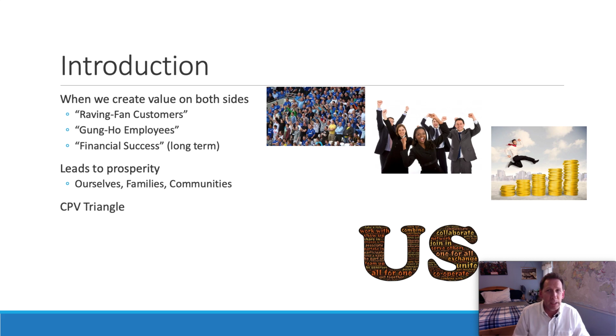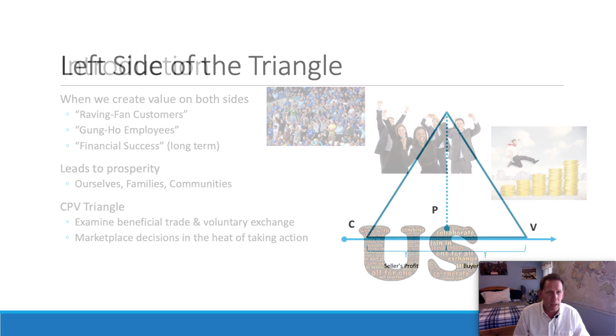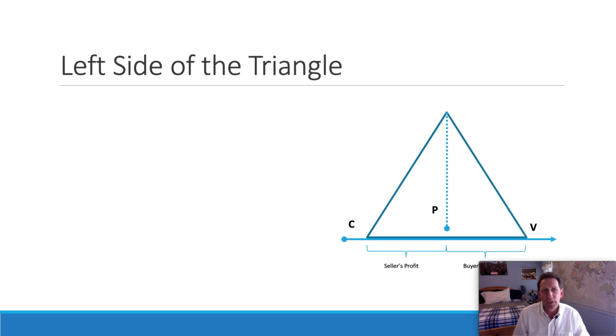So there's something called the CPV triangle. This gives us a way to examine beneficial trade and voluntary exchange. It also is a way that we can look at marketplace decisions in the heat of taking action. So let's first off look at the left side of this triangle. So here's our CPV triangle, right? So this is our left side that we're gonna look at right here.